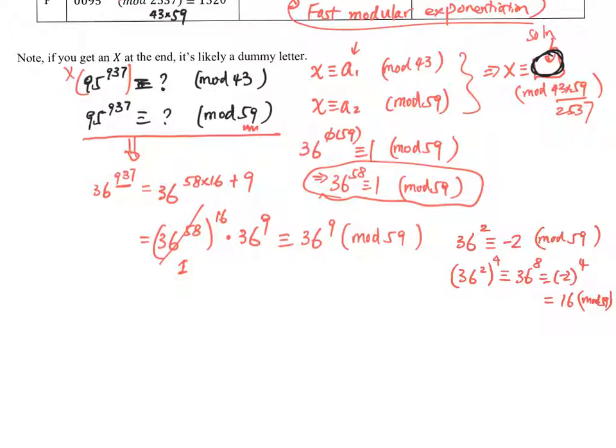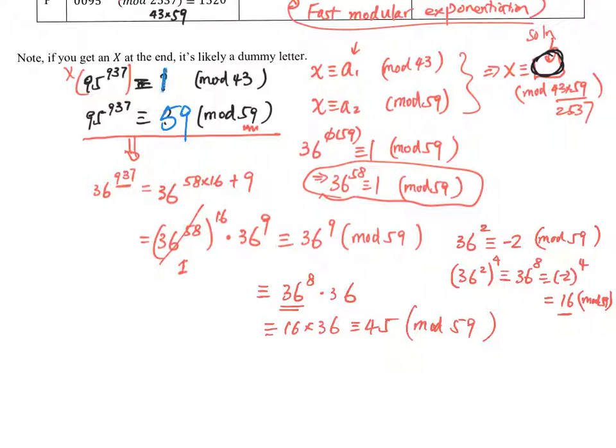So therefore, this will be 36 raised to power 8 times 36. And this is congruent to 16, just like what we said, which is 16 times 36. And this is congruent to 45 mod 59. Okay, so therefore this is going to be 59. So I'm going to write this here. In class we did do this part, this is 15. You can use the same idea; we did that in class. So basically, this is what we have. This is 15. This is 59.